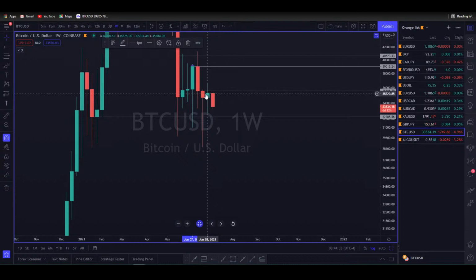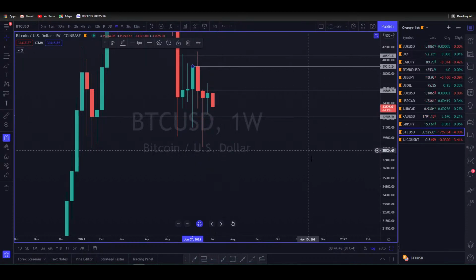But you didn't. You closed below it. So you took out the high, but that's not good enough. You need to close above that. You didn't get it, so what are we doing now? Looks like we're trying to run back down to test support.